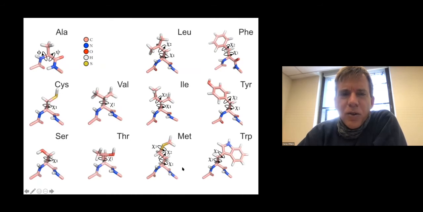Just to remind you, these are the amino acids that I'm talking about. These tend to be the hydrophobic amino acids, as well as serine and threonine, which tend to appear in the cores of proteins.